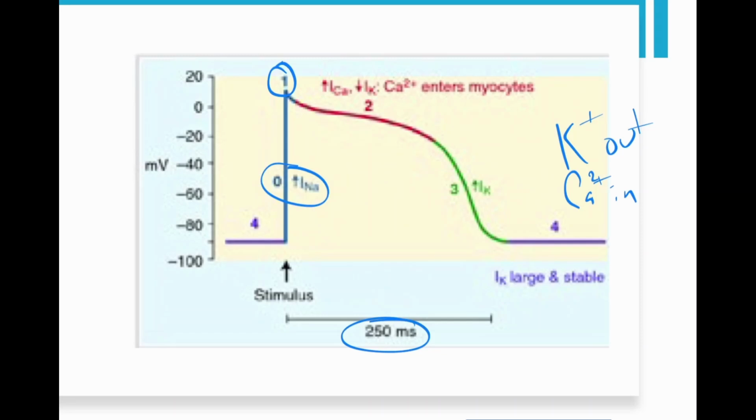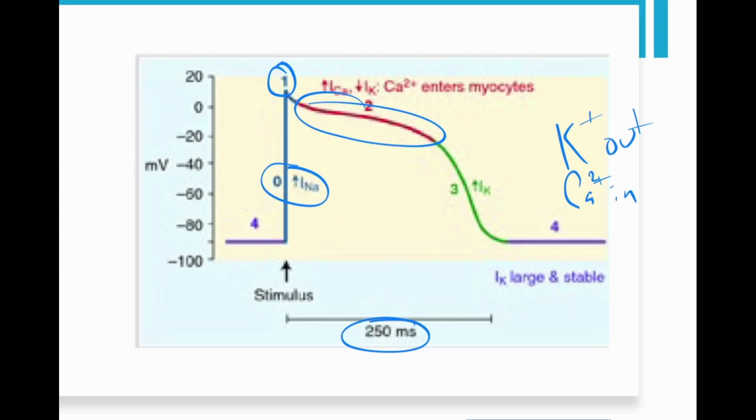What is going to happen to the electrical activity if positives are leaving and positives are coming back in? Is there going to be any changes in electrical conduction? No. That's why you have that little plateau phase there. Because calcium is coming into the cell, potassium is leaving, a positive is leaving, a positive is coming in. They cancel each other out.